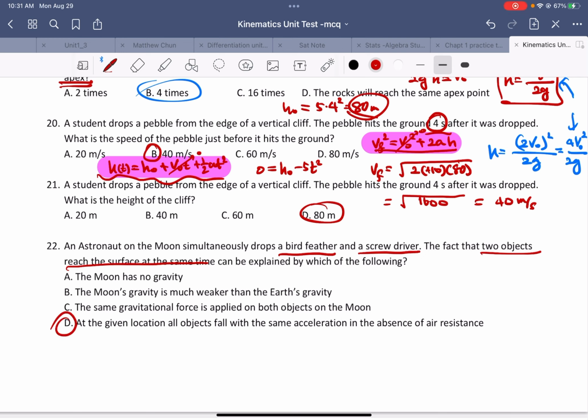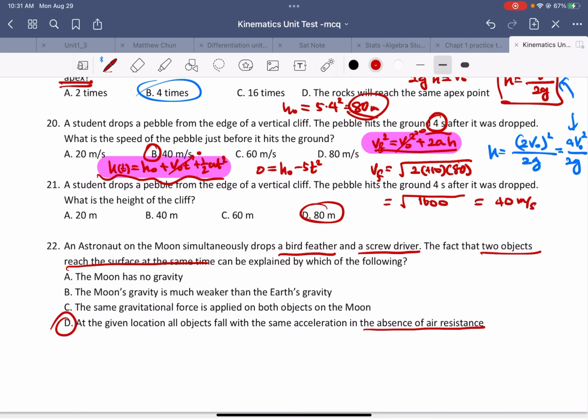The answer is this one: the given location, same height when it falls, because the acceleration of that object is basically the same. And the moon is, of course, not the same as Earth. It's not -10. It should be a little less. But also we consider the absence of resistance. So ignoring air resistance, both will reach the ground at the same time.